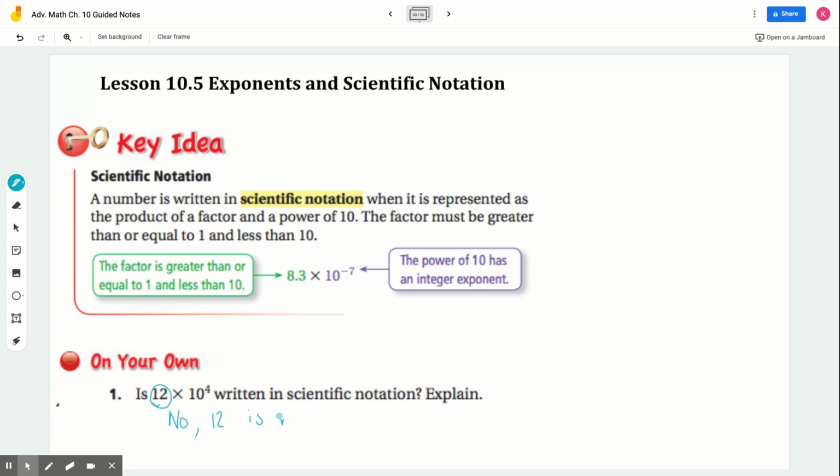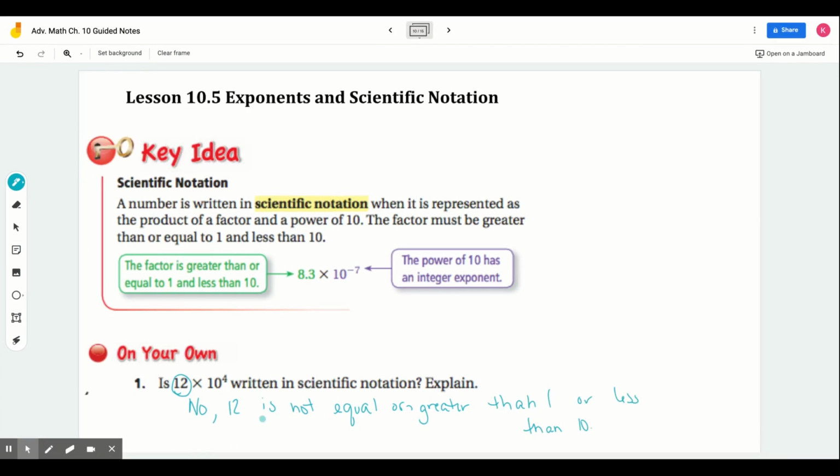So 12 is not equal to or greater than 1 and less than 10. Since this is not satisfied, our answer would be no.